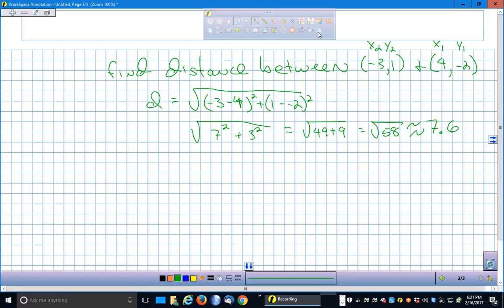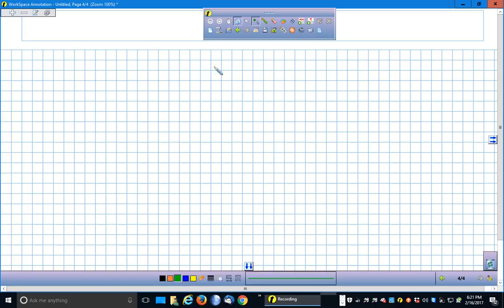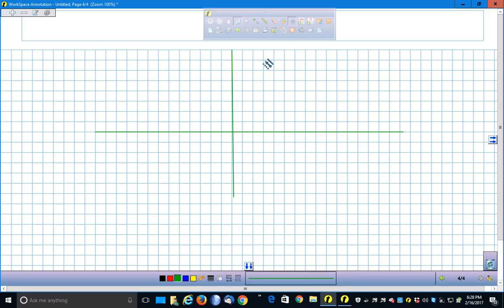Okay, that's easy. Now from the distance formula comes the equation of a circle, because if I take some circle and put it in the coordinate plane, and let's start with a circle with the center at 2, 5. 1, 2, 3, 4, 5.